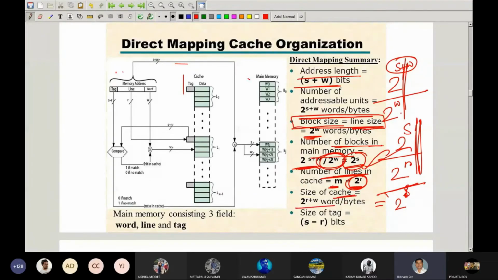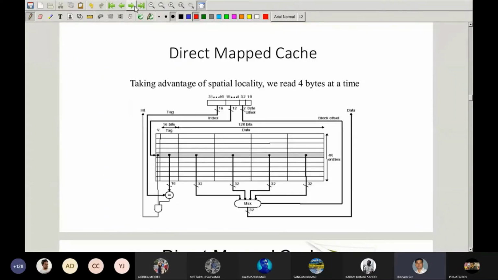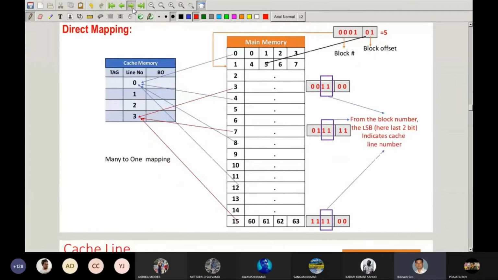Size of the cache is 2 to the power r plus w bytes, words per byte, and the size of the tag is s minus r. So let's solve one mathematics problem, then you will understand this point.